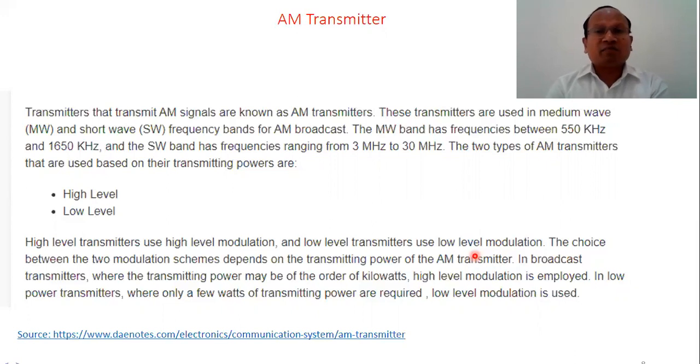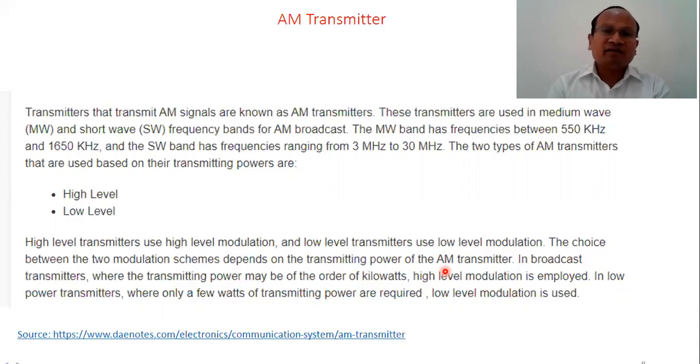So the more the level of modulation, the larger the power. When we say high power or high level modulator, it means a high level of modulation and a large amount of power. The choice between the two modulation schemes, whether to choose low level or high level, depends on the transmitting power of the AM transmitter, that is, how much transmitting power is needed for the application where you want to deploy it.